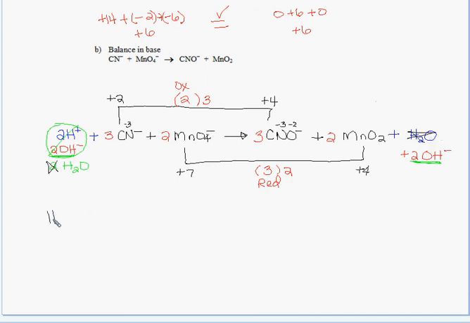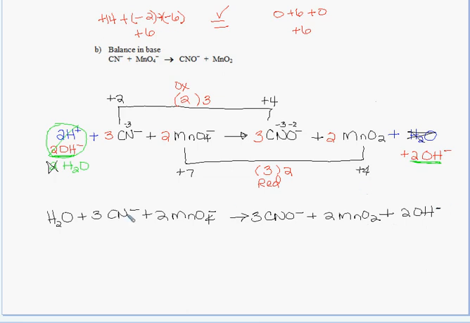And as we look at our final reaction, we'll have 1 water on the left, 3 cyanide ions, 2 permanganate ions, 3 cyanate ions on the right, 2 manganese dioxides, and finishing up, 2 hydroxides.